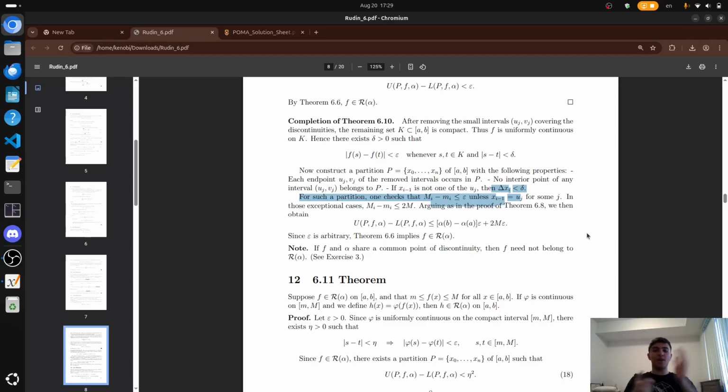So you're fitting all of this together, right? And at the end, you're going to have both of these epsilons added together. And since epsilon is arbitrary, we can show that UPF alpha minus LPF alpha is less than or equal to epsilon. Okay, that completes the proof.